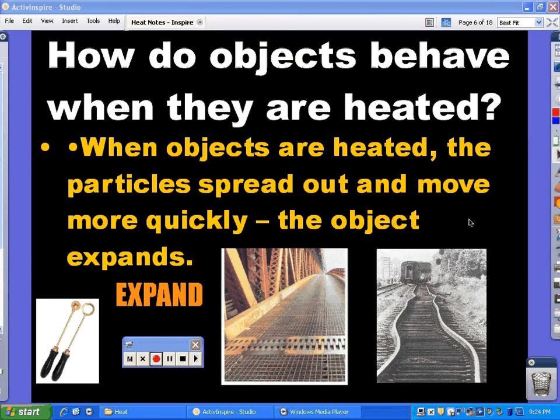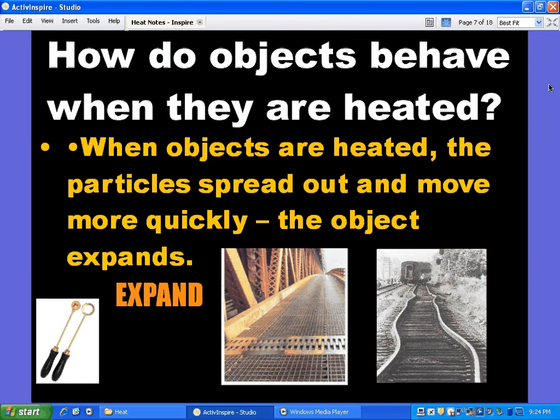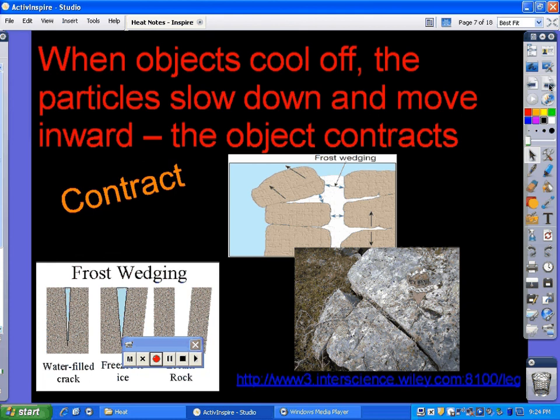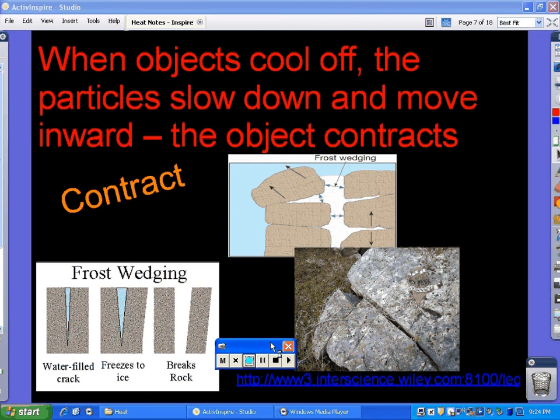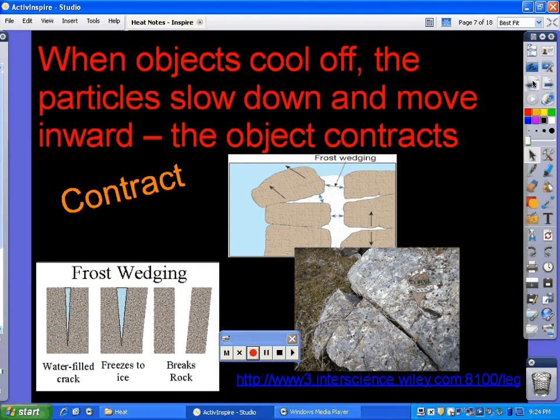Another good thing to think about with thermal expansion is a thermometer. A thermometer expands and contracts based on this principle of thermal expansion, which I think is one of those things that we understand how they work, but how does it work? Well, it just works because the alcohol or the mercury in the thermometer expands or contracts based on the temperature of the substance that you're putting it in.